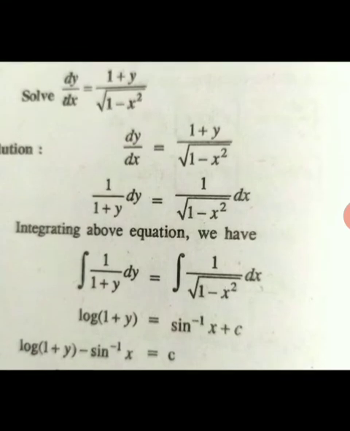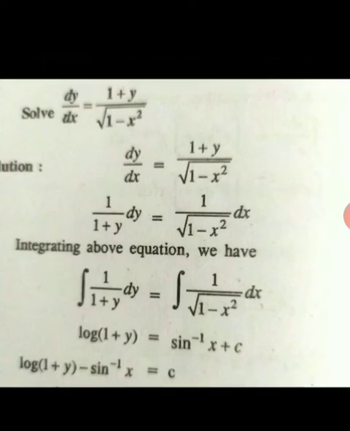First, using the variable separable method, you have to separate the variable x on one side and y on the other side. For that, dy by dx equals (1 plus y) divided by square root of (1 minus x square). The square root of (1 minus x square) stays as it is on the RHS. Then 1 plus y can be taken to the LHS, and dx to the RHS by crossing the variables, that is, 1 divided by (1 plus y) into dy on the LHS, and dx divided by square root of (1 minus x square) on the RHS. Then y is on the LHS and x is on the RHS. We have separated both the variables.